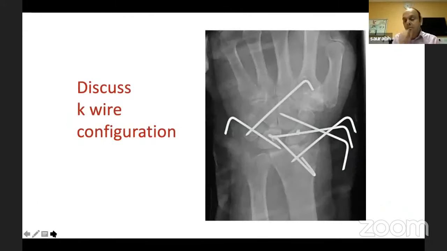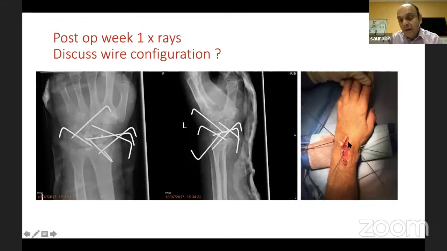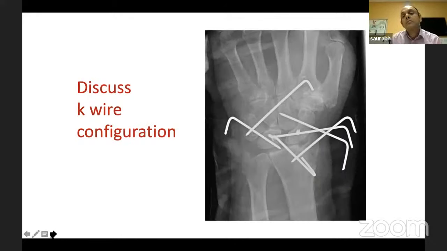But let's discuss this wire, K-wire configuration. Why have I put so many wires? So for lunotriquetral ligament, as we have discussed, two wires: triquetrum to lunate, hamate to triquetrum. For scaphoid lunate, two wires: scaphoid capitate, scaphoid lunate. So four wires taken care of. Fifth wire for styloid, it was very comminuted. It was a mush, as you saw in the scans. And despite doing all that, this carpus was still unstable because you saw where the lunate came out. It was a very extensive soft tissue injury. So I had to put a wire from my radius into lunate to stabilize the carpus. It is this wire there, wire from radius into lunate. So hence so many wires.